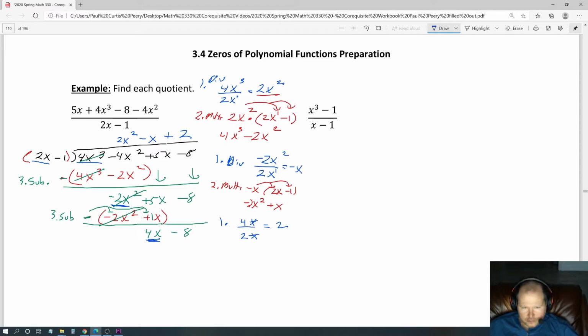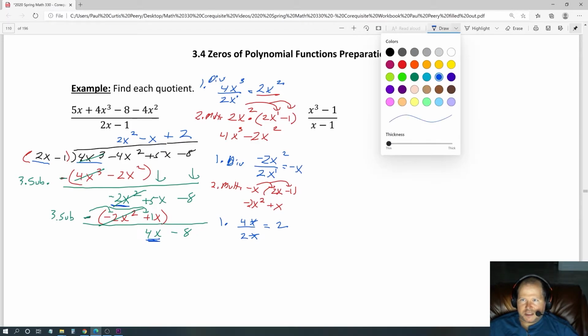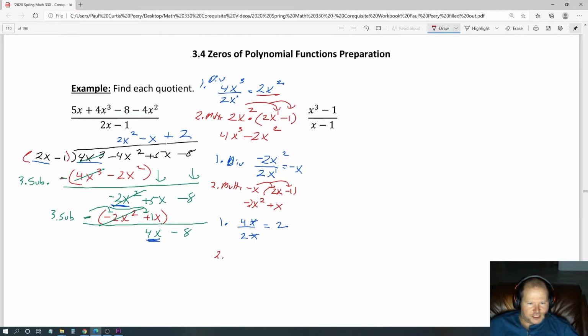After division we do multiplication. Step 2, multiplication. We take the 2 and multiply it by 2x minus 1, which gives 4x minus 2 when I distribute. 2 times 2x is 4x, and 2 times negative 1 is negative 2. We put the result on the bottom: 4x minus 2.